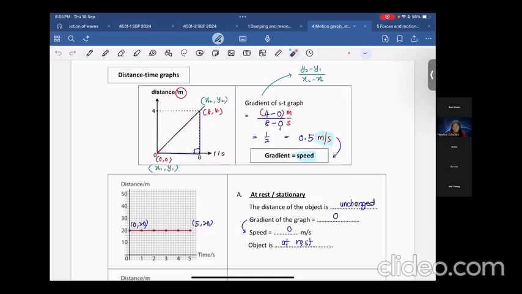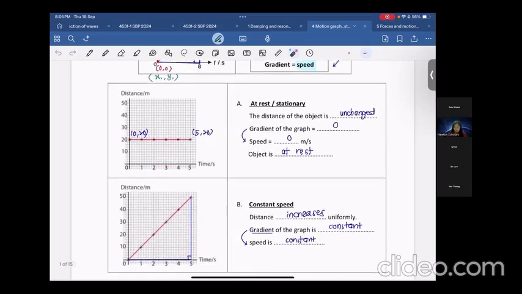When we're finding the gradient, we will find that the unit we get is meter per second for the distance time graph. Meter per second actually is the unit for speed. So when we calculate the gradient from this graph, we are calculating the speed. Look at the first one.